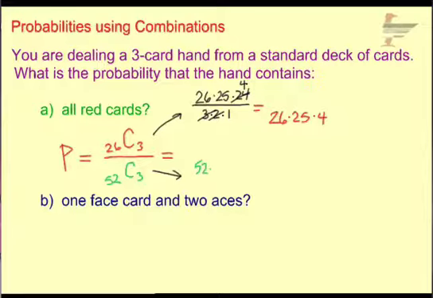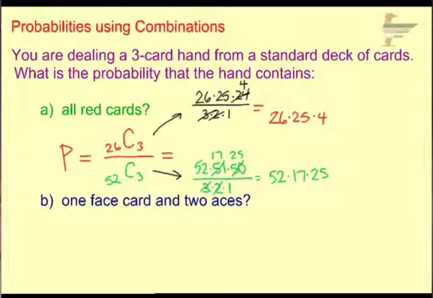Okay, now our denominator, we have 52 choose 3. So 52 times 51 times 50 over 3 times 2 times 1. So 3 goes into 51 17 times, and 2 goes into 50 25 times. So I'm going to leave this as 52 times 17 times 25. If I leave these broken down like this, it actually will help me get a reduced fraction.